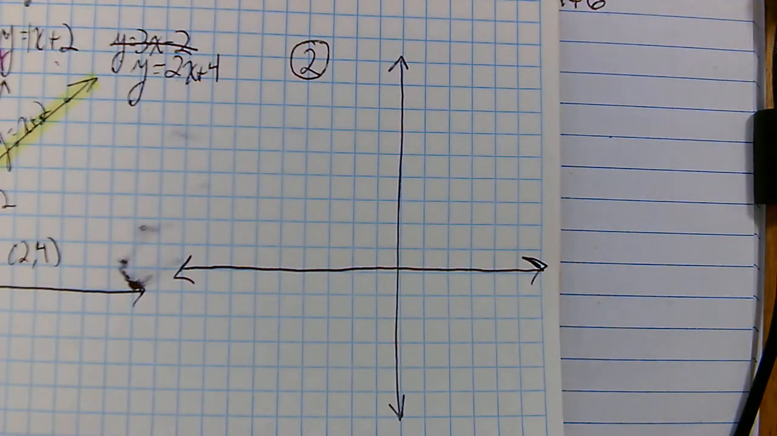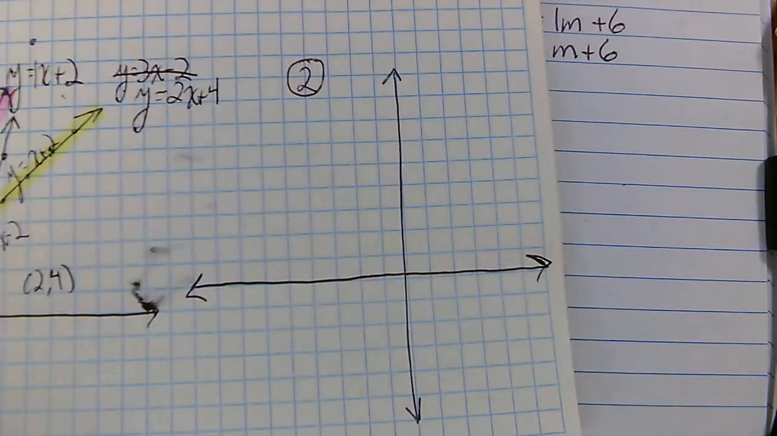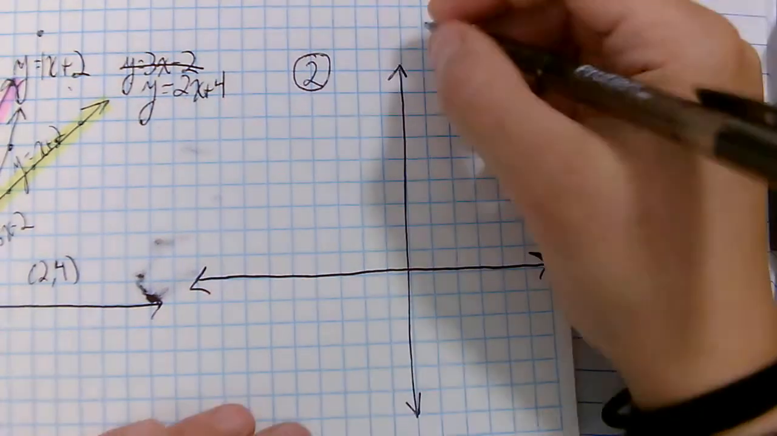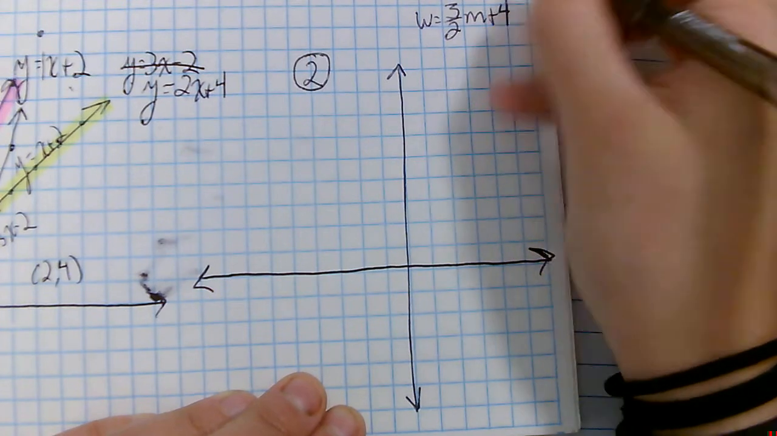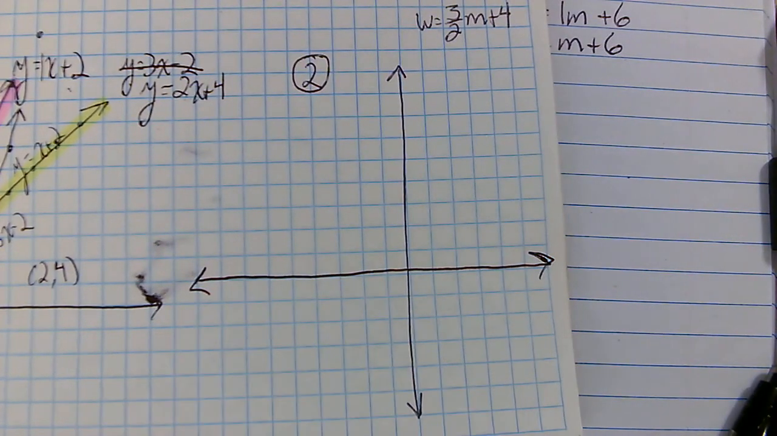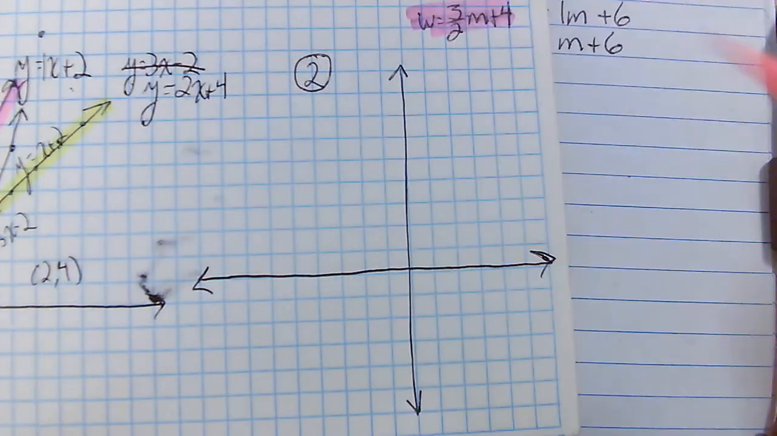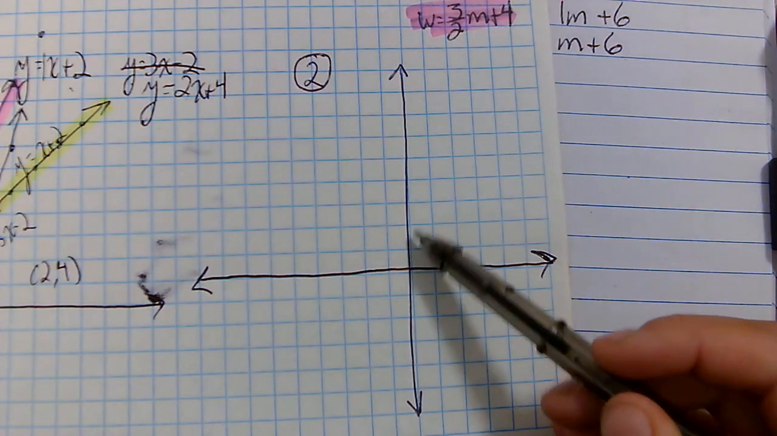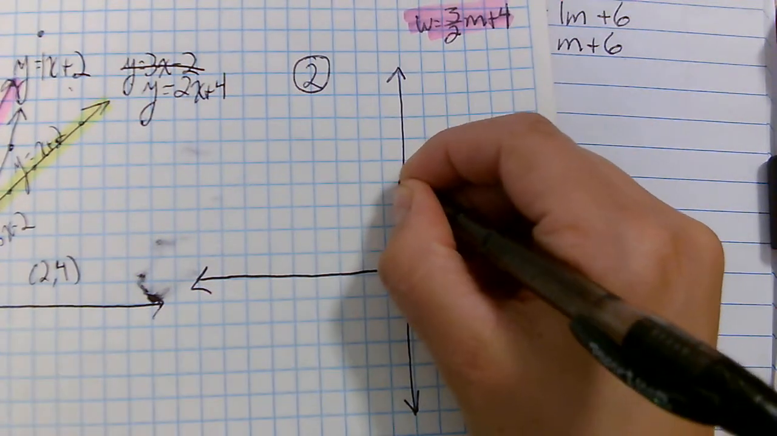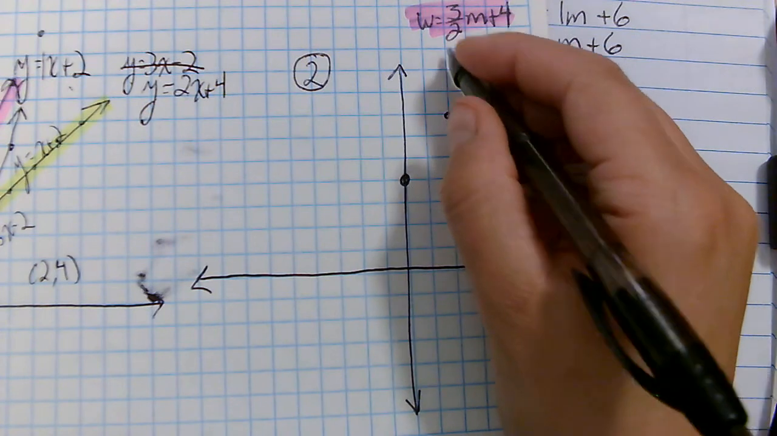So, let's go ahead and start with alligator number 1. That was the 3/2 m plus 4. Alright, so W equals 3/2 m plus 4. I'm going to do him in pink. So we're going to start at 4. Up 1, 2, 3 over 2. 1, 2, 3 over 1, 2.